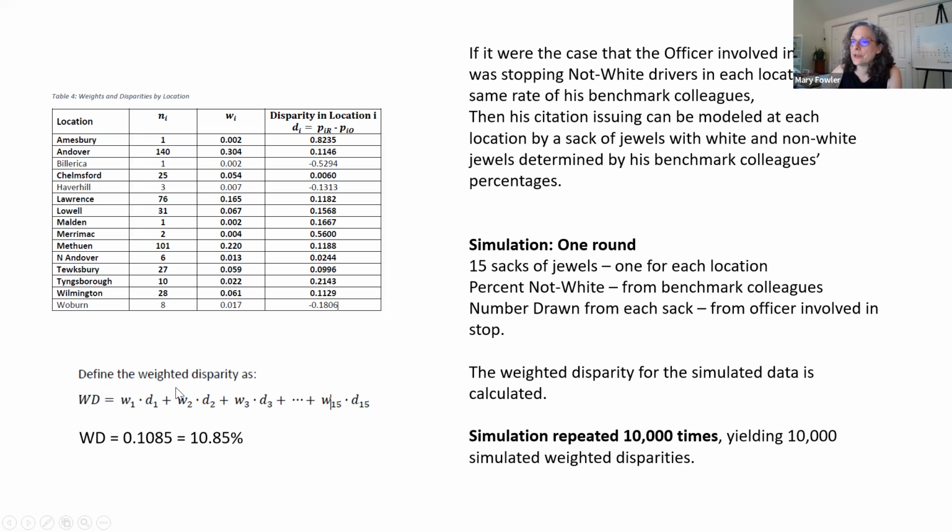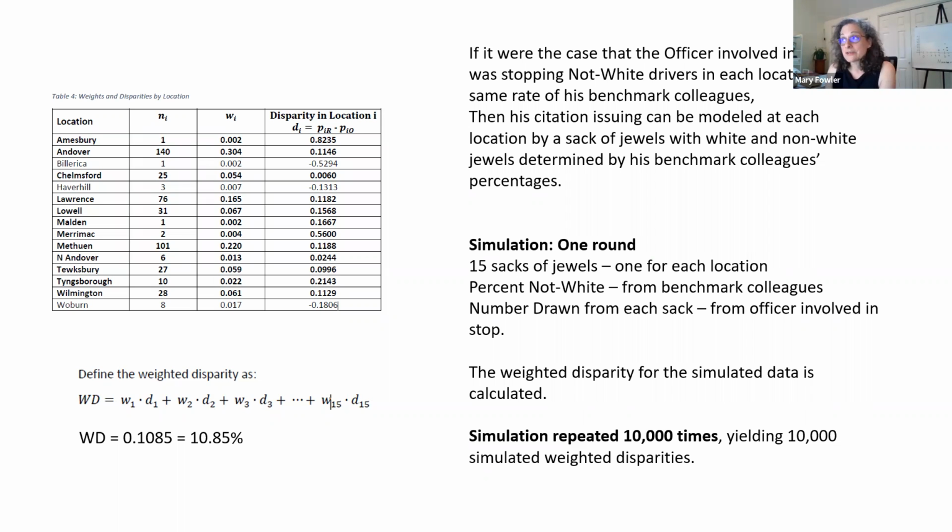So we define the weighted disparity. These weights are the number of citations written in the location divided by the total number of citations written. And so what this says is that 30% of his citations were written in Andover, 17% in Lawrence, and so forth. And so we weight the disparities in each location according to this proportion of citations he wrote in those locations.